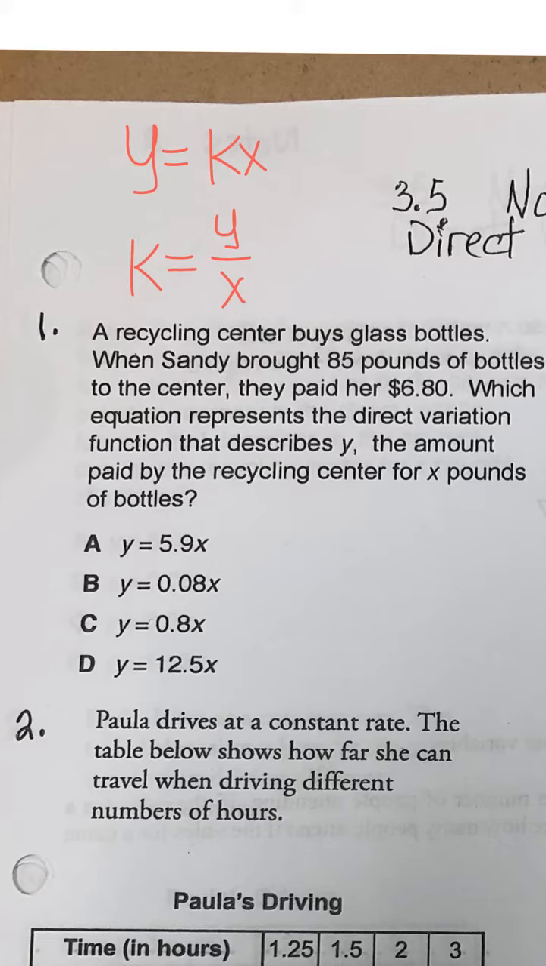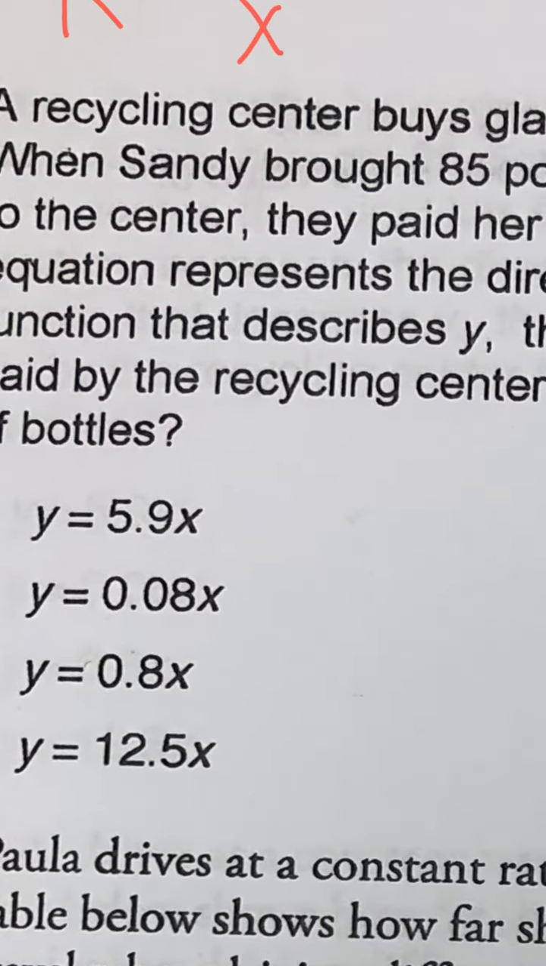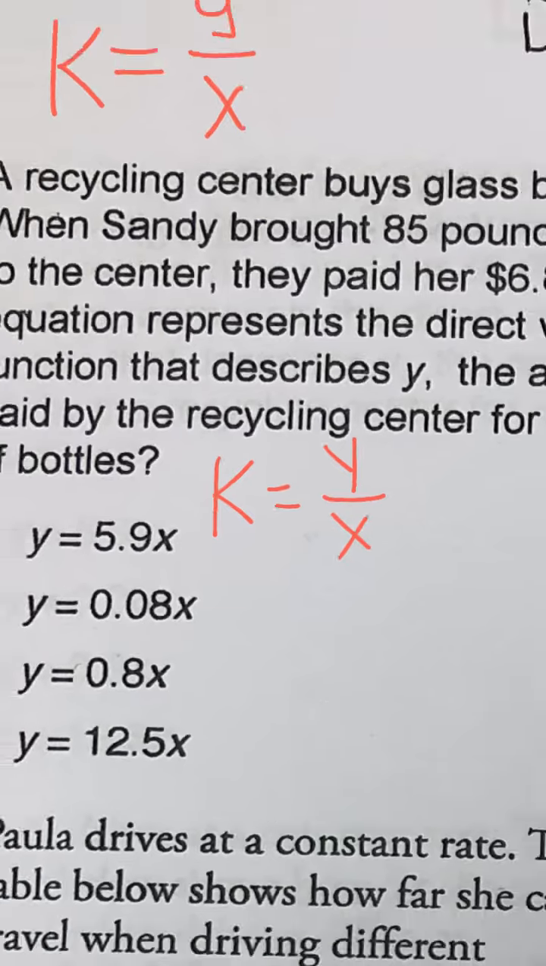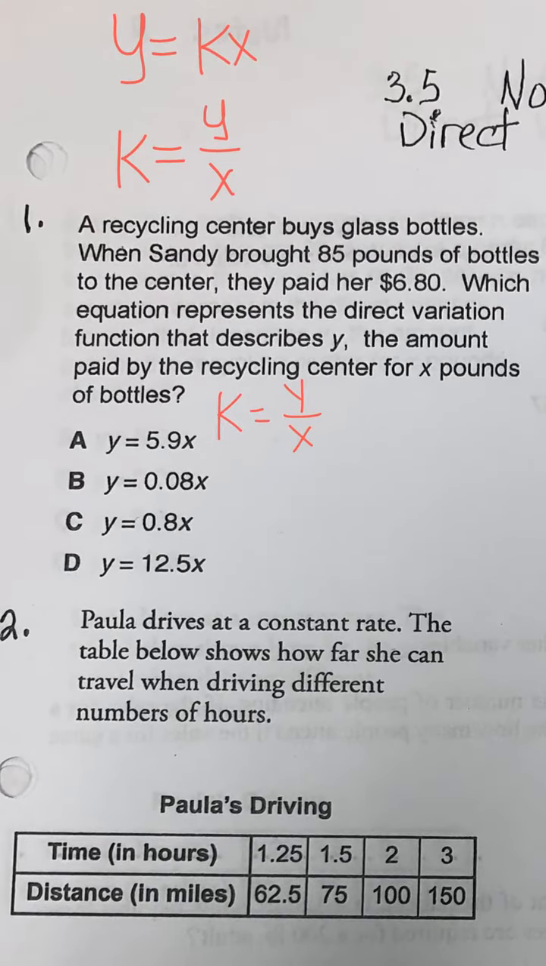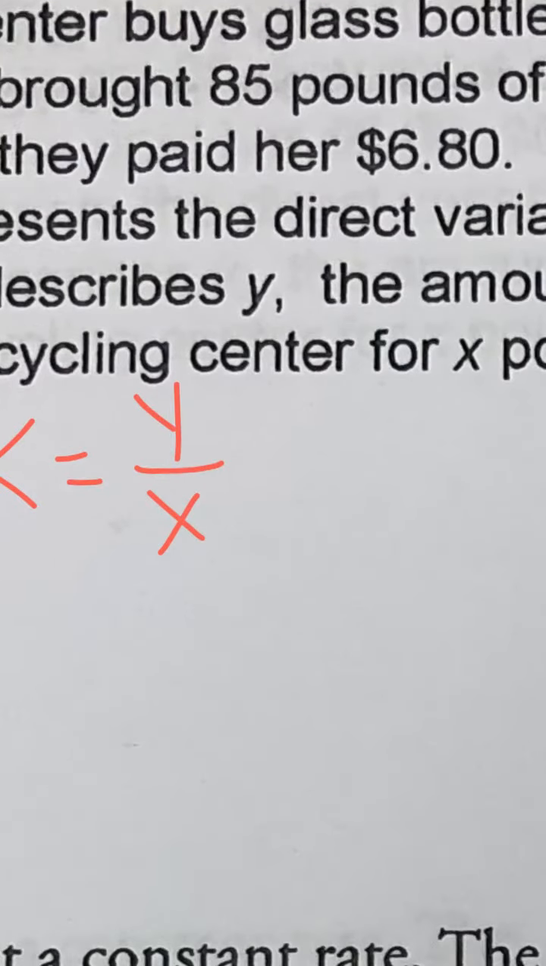So really, take a look at it. They just want you to find k. So how do you find k? Well, k, remember, I'll write it, equals y over x. So what is my y value and what is my x value? y describes the amount paid. So how much did they pay? $6.80. x describes x pounds. How many pounds? 85.